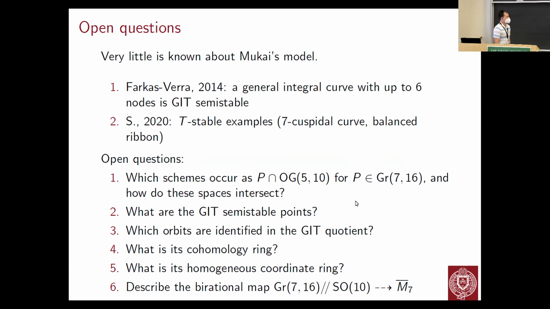Since I'm a former Kirwan student, what's the cohomology ring of the quotient? What's the homogeneous coordinate ring? Or in other words, what is the invariant ring in this case? And then finally, besides just studying the GIT quotient in isolation, you'd like to know more about the birational map between it and M7 bar.